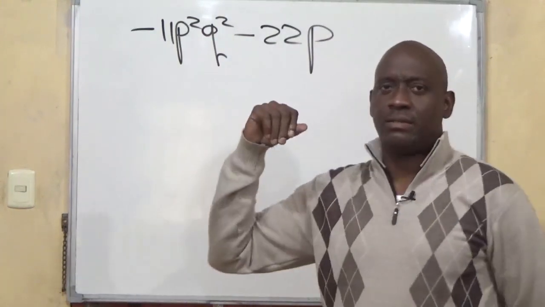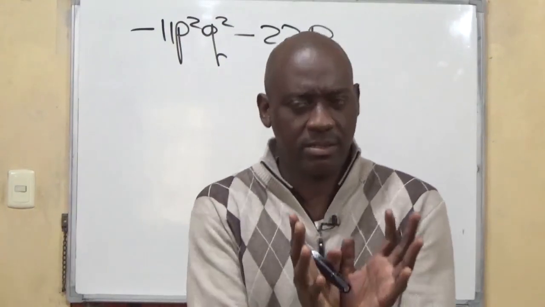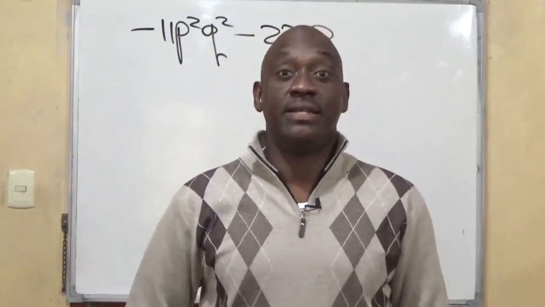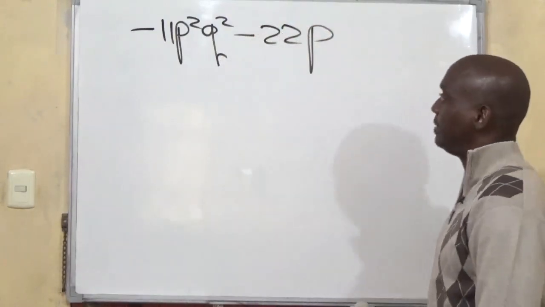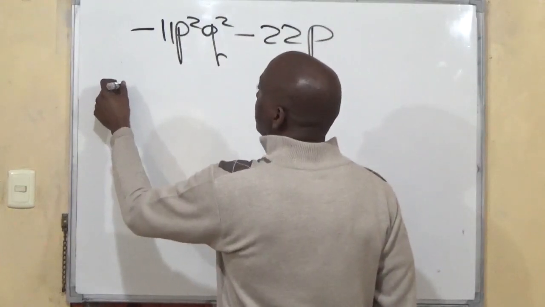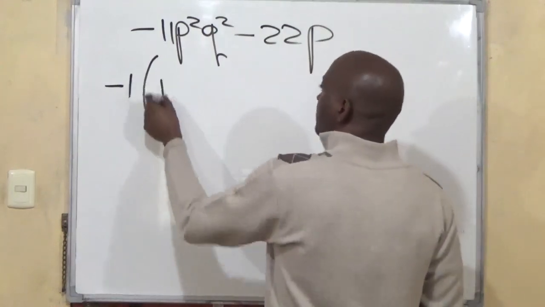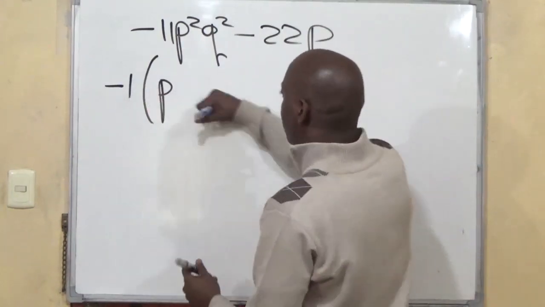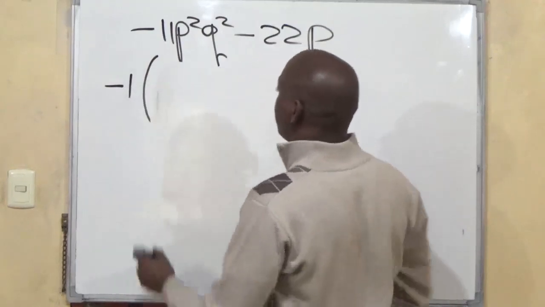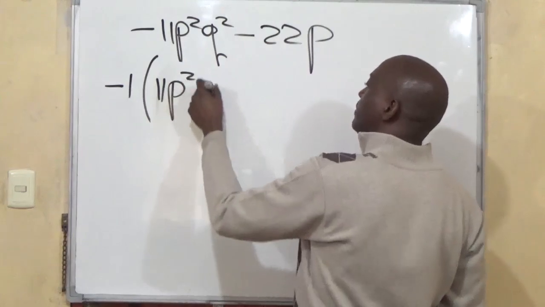Well, in this case, let me go straight for the minus sign. Let me take out the minus sign first, and then deal with everything else afterwards. Alright? So you take out the minus sign. So you say minus 1 into, sorry, 11 p squared q squared. We haven't touched the 11 yet.